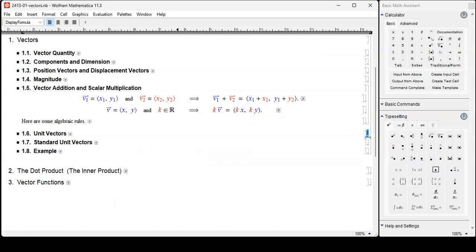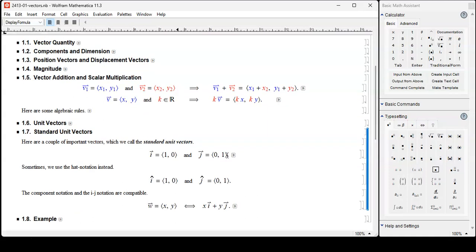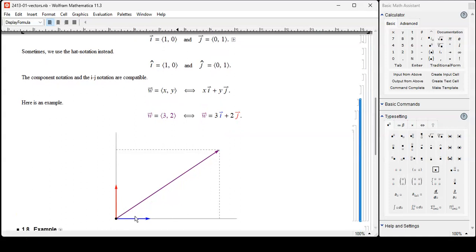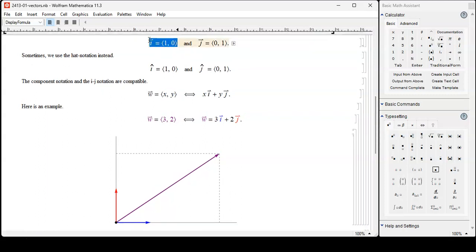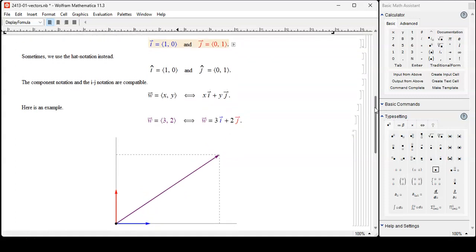There can be many unit vectors, but the most important types of unit vectors are these: i and j. i is 1, 0, horizontal, and j is 0, 1, vertical. Here's a visualization. So 1, 0, this horizontal, that's visualized in blue here in this picture. And then j is 0, 1, that's red, vertical. You can use standard arrow notation, or you can use this hat notation because these are unit vectors after all.